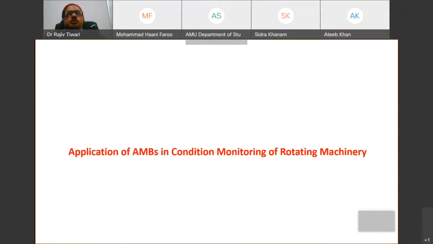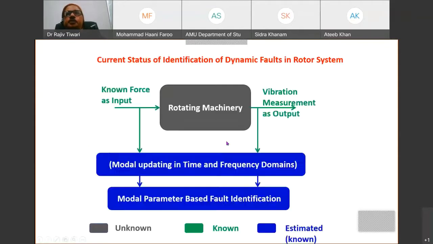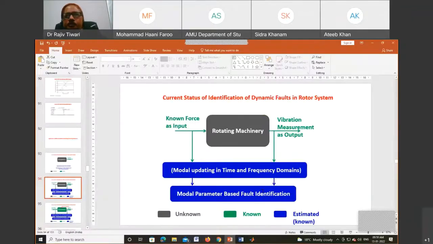Now I'll enter into the condition monitoring of this rotating machinery with AMB. But before that, I will just take a small break.